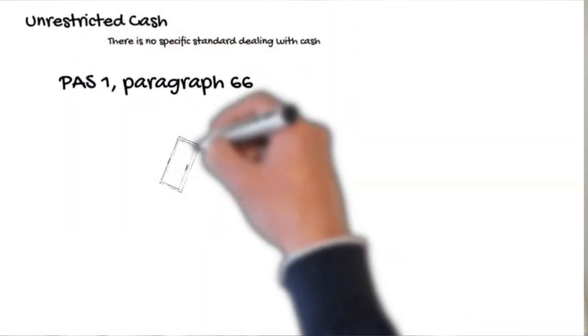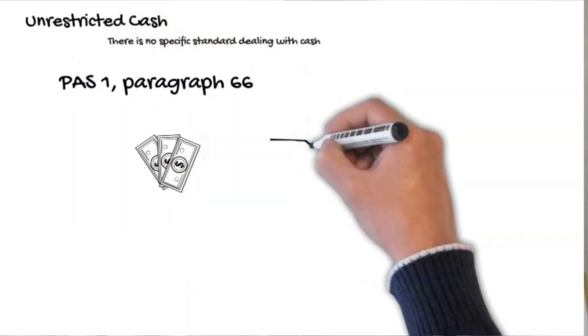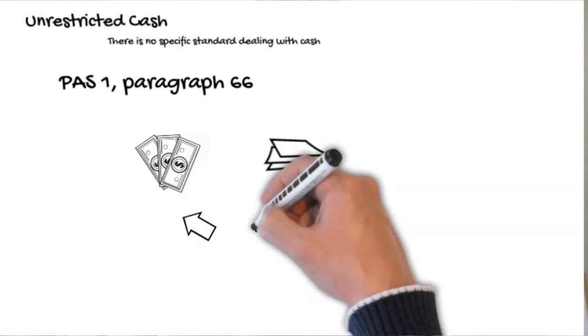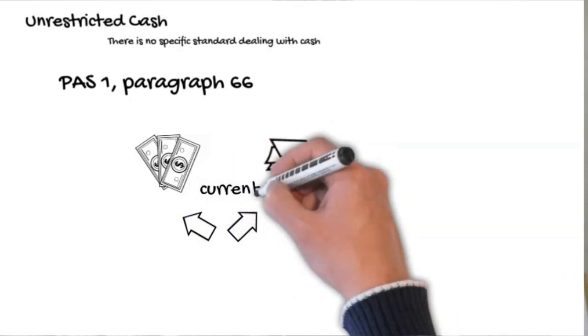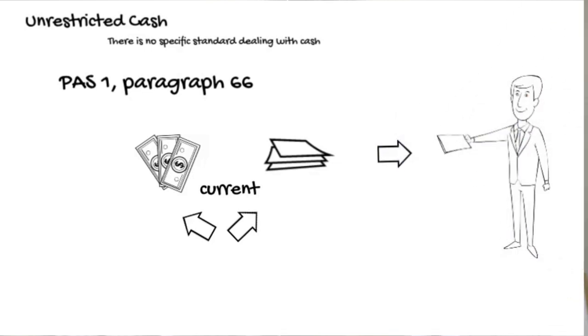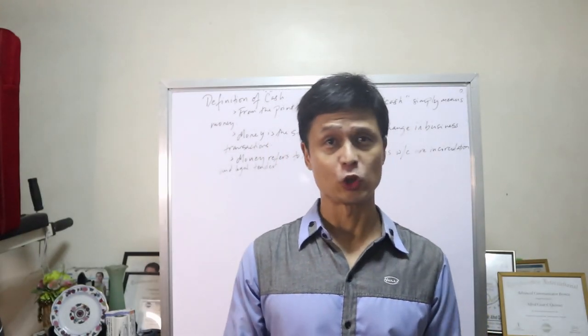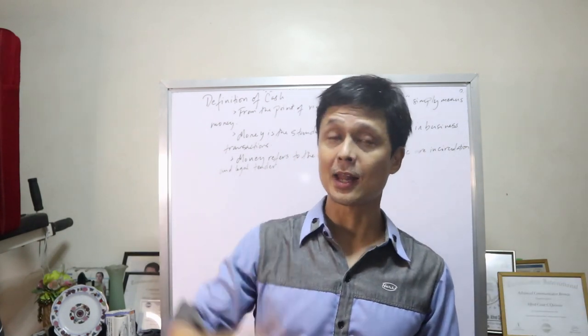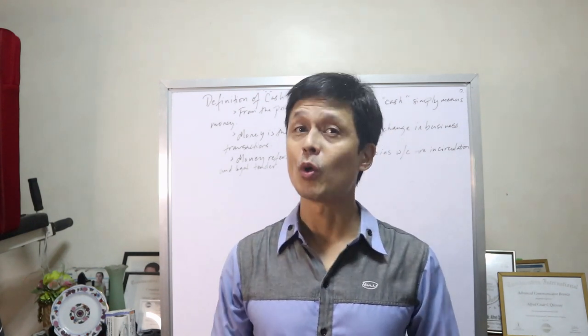Now let's talk about unrestricted cash. There is no specific standard dealing with cash. The only guidance is found in PAS 1, paragraph 66, which provides that an entity shall classify an asset as current when the asset is cash or a cash equivalent unless it is restricted to sell a liability for more than 12 months after the end of the accounting period. Accordingly, to be reported as cash, an item must be unrestricted. This means that the cash must be readily in use to be able to be considered as cash and cash equivalents. Hindi pwede yung may paglalaanan ka na higit pa sa 12 buwan.